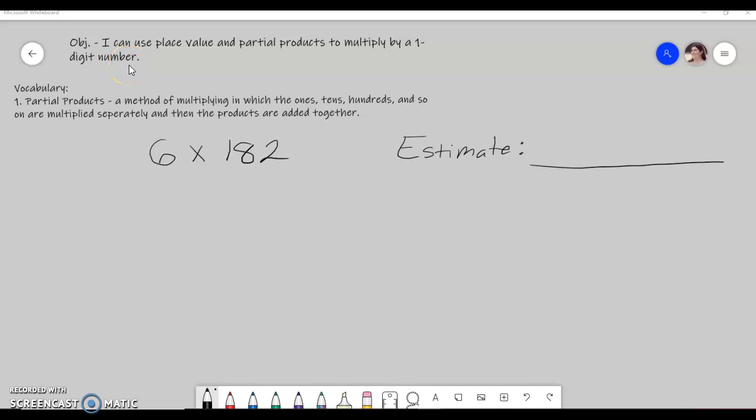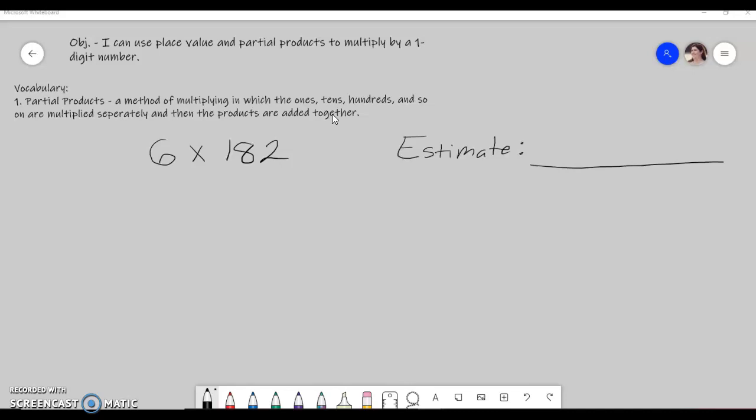This is Miss M, and today we're going to be talking about lesson 2.7, which is multiplying using partial products. Now, I talked a little bit about partial products in lesson 2.6, but today we're really going to be digging into it. So, our objective today is I can use place value and partial products to multiply by a one-digit number. Now, as a reminder, partial products is a method for multiplying in which the ones, tens, hundreds, and so on are multiplied separately, and then the products are added together. So this is very similar to what we've done so far in lesson 2.6. So this should look fairly familiar.